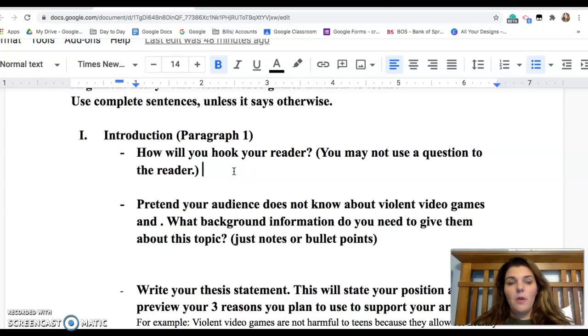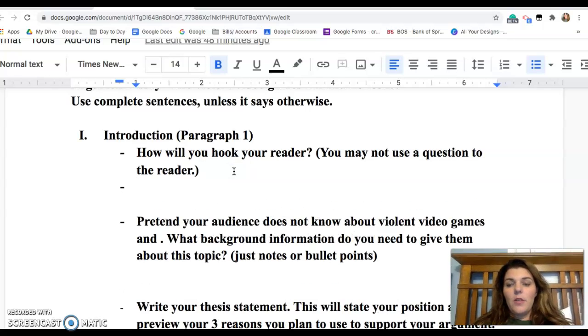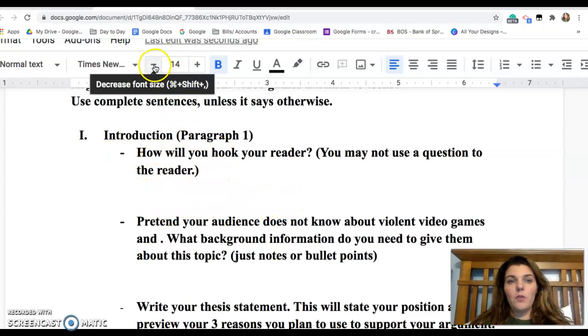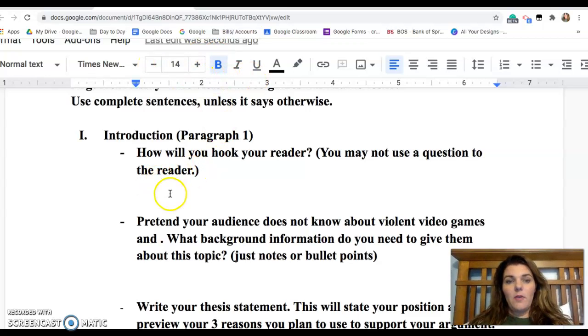Okay, so everywhere in this outline, it's a Google Doc, so you're just going to type right in here. Everywhere that there is a dash, you are going to have to put text in there. I prefer you to make your font a 12 font, and then you could maybe even change the color of your text so I can see your answers. They might be a little more clear.